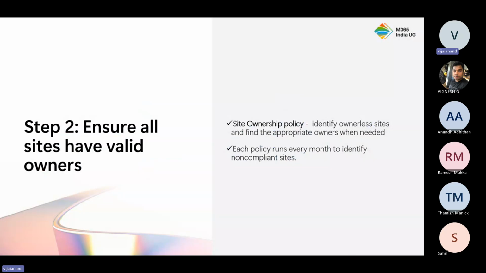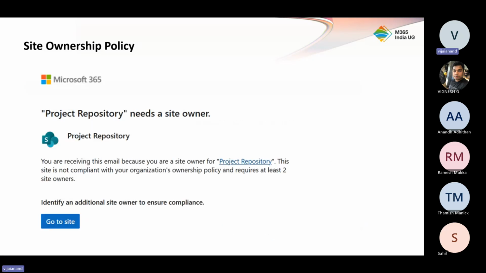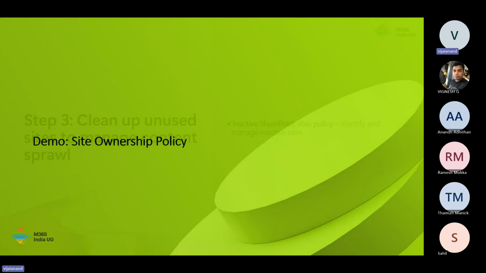As I mentioned earlier, it helps you identify the ownerless sites and you can find the appropriate owners when needed. This policy runs every month. We have also seen the prerequisite and what it actually does. The notification will be in this particular format: you will be receiving this email because you are the site owner and the site is not compliant. It will provide a link to that particular site, so you can go to the site and take the necessary action. Okay, so we have seen the demo.